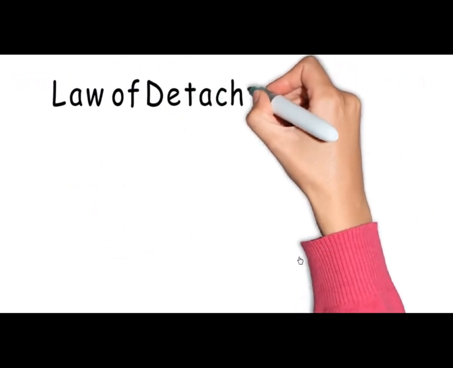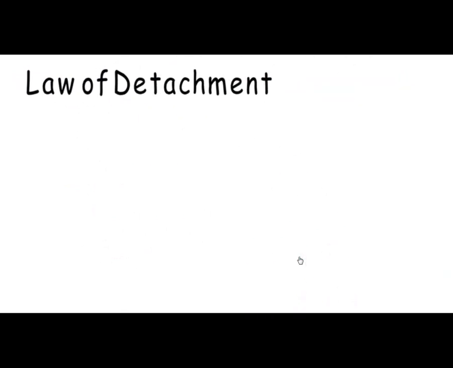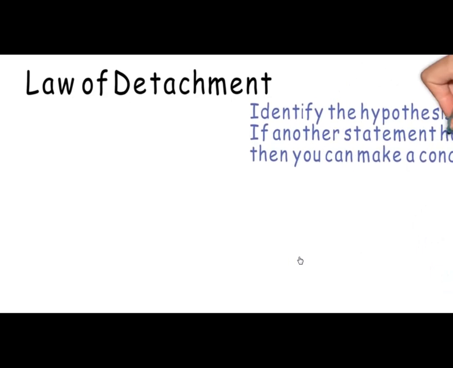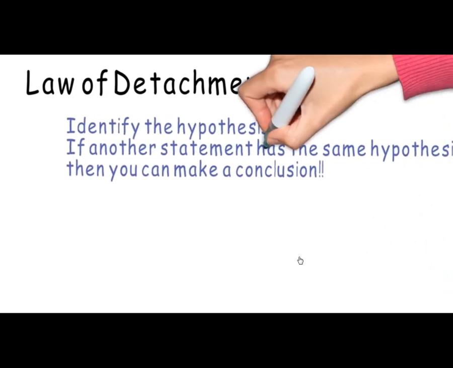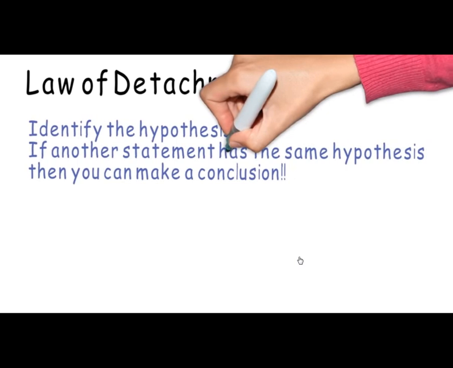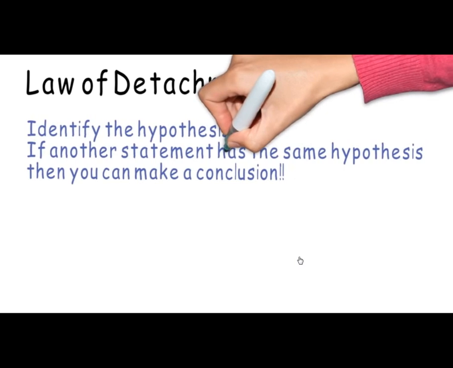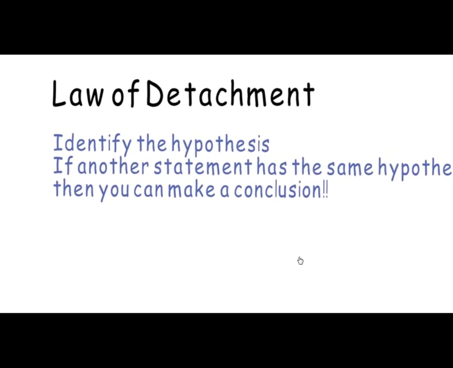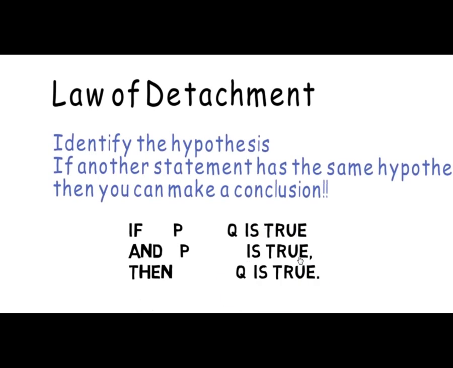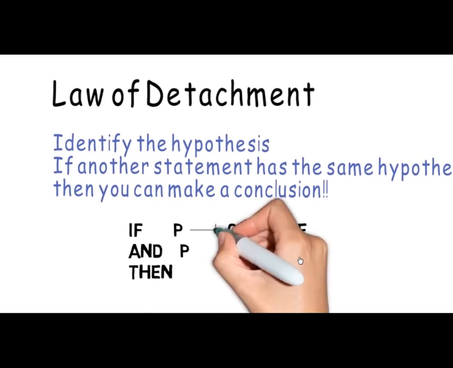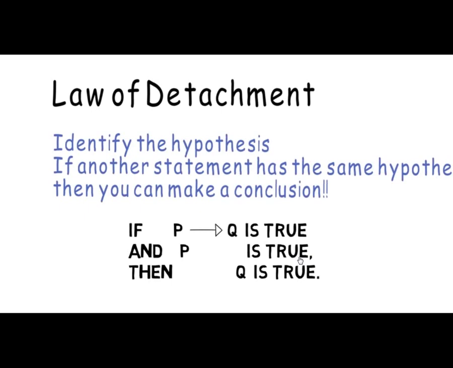So, to summarize, the law of detachment says that we need to identify the hypothesis. If another statement has the same hypothesis, we can make a conclusion. Putting it into our symbolic notation, if P, then Q is true, and P is true, and again, P is just a restatement of the hypothesis. It doesn't have to be word for word verbatim. Well, then Q is true.